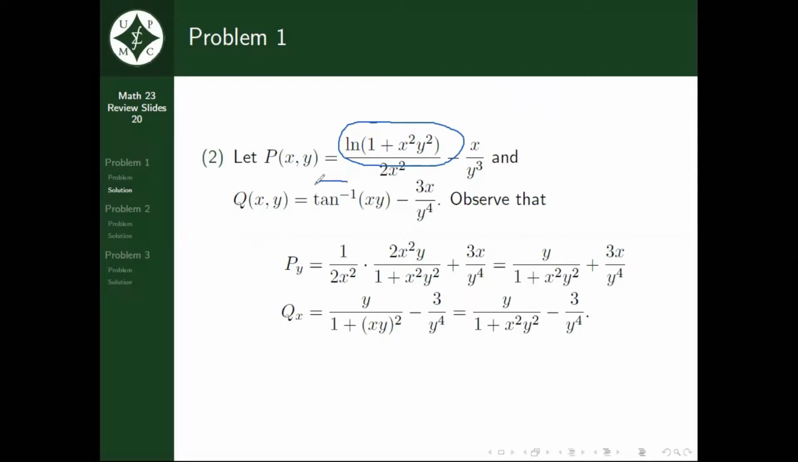And the derivative of tangent inverse or arctan of xy, or actually anything, the derivative of the arctangent of anything is 1 over 1 plus anything squared. And then the chain rule. So, simplifying this part, it just cancels. So, we have this one. And then, likewise, simplifying, we have this one. Now, note that they are almost equal.